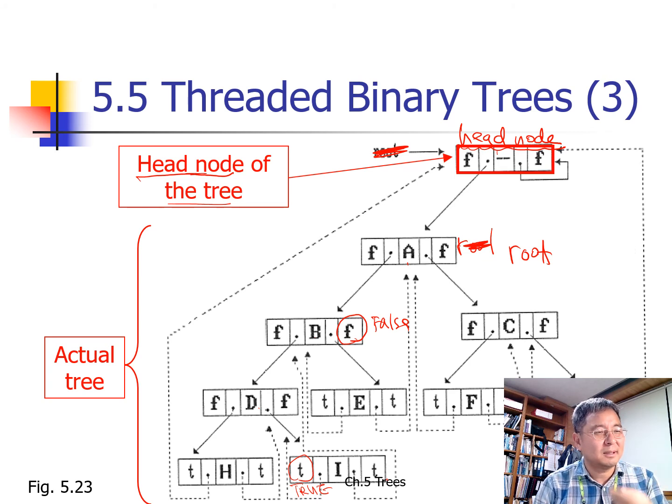My question two is, what is the value of the left thread in node I? It is actually true. And what is the right thread value of node B? It is false. Yes, it is very, very important in the threaded binary tree.